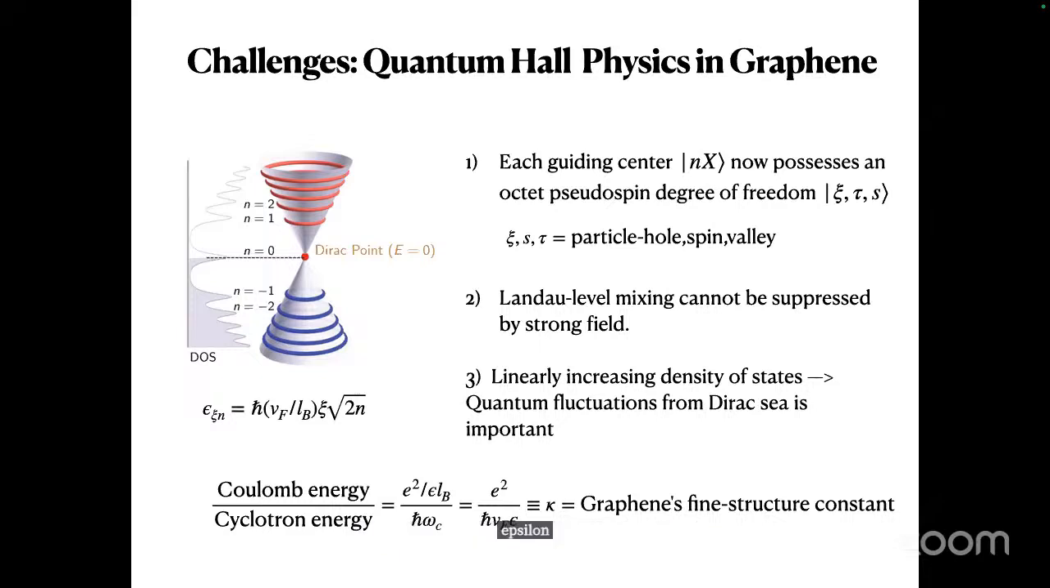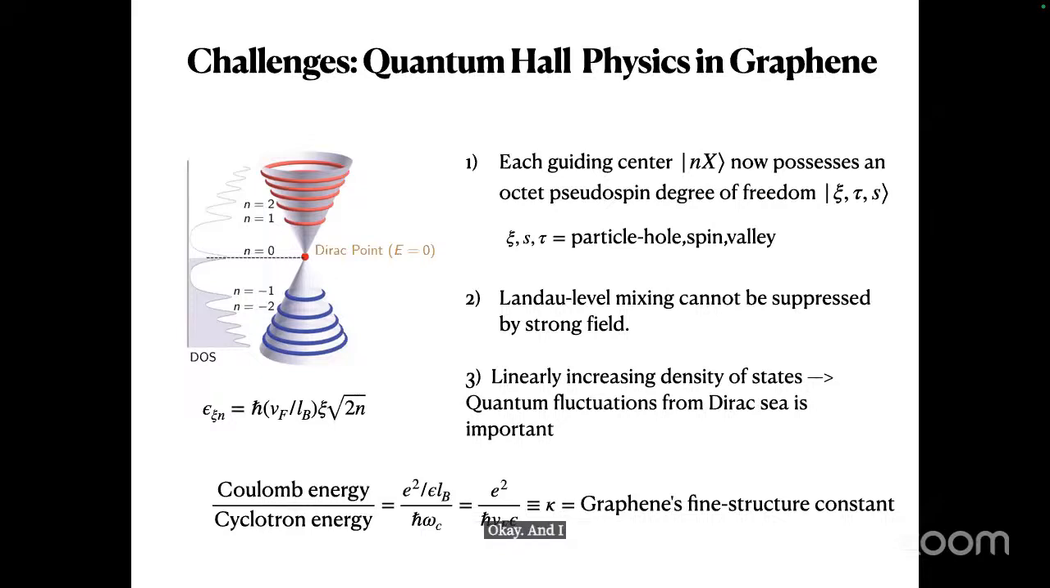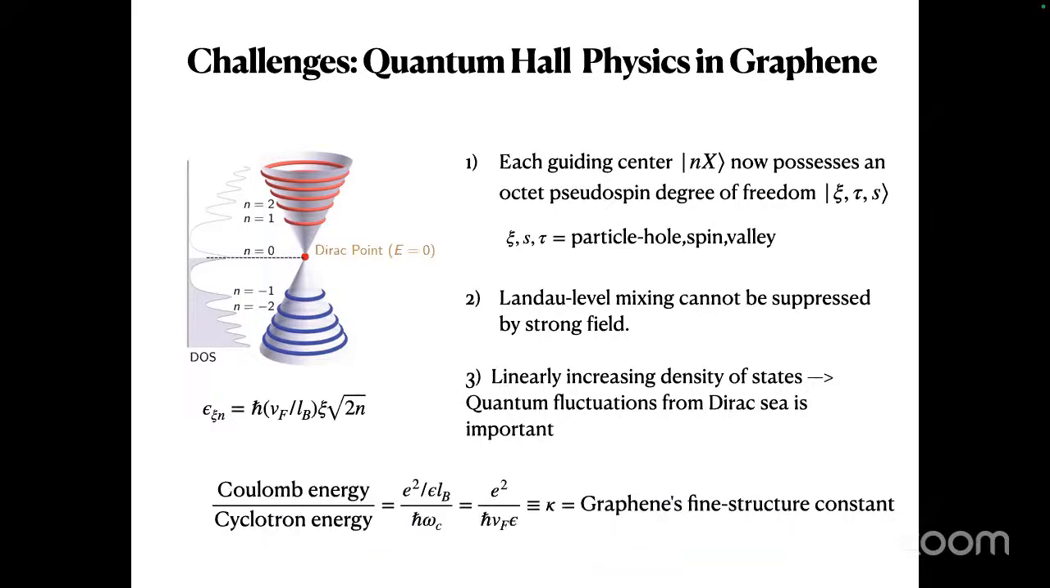Okay. So in suspended graphene, this is 2.2. It's not a small number. What it means is that, as a result, you cannot do Landau-level projections very confidently. You can still do it, but there's no guarantee that this will work. And I will discuss the importance of accounting for Landau-level mixing later. So this is a very interesting phenomenon in relativistic dispersion systems. You basically cannot suppress Landau-level mixing with a strong magnetic field.